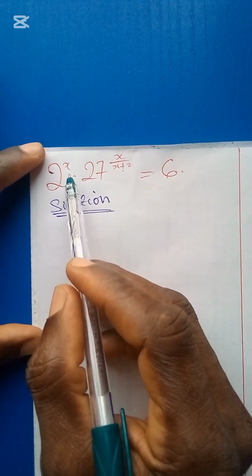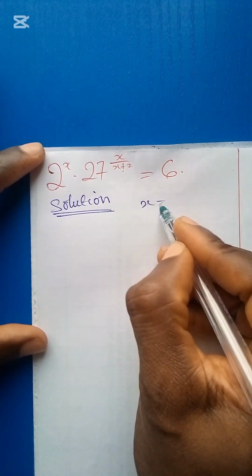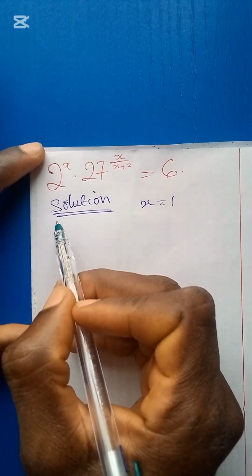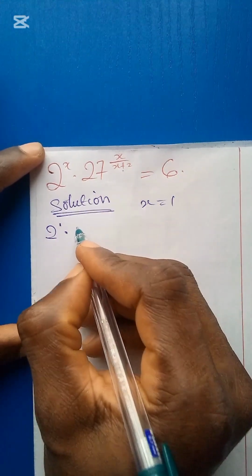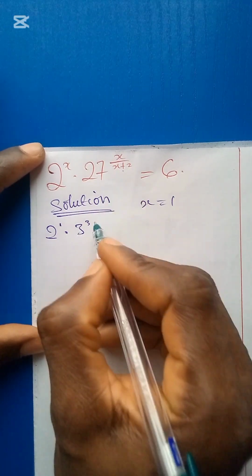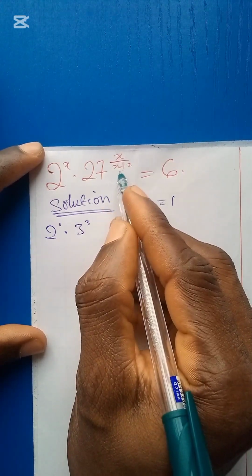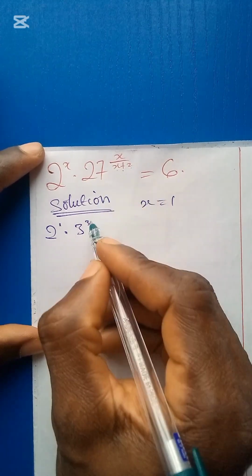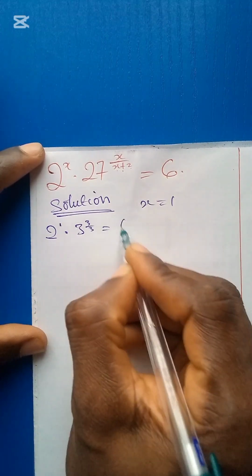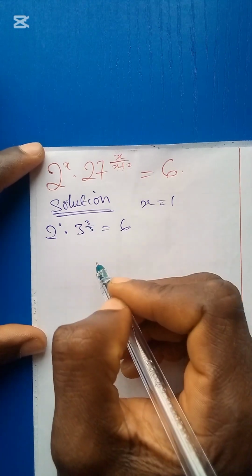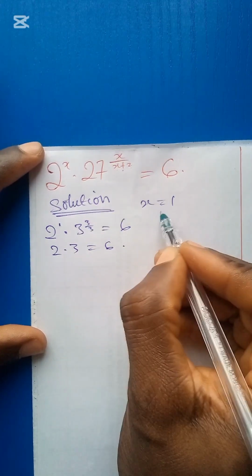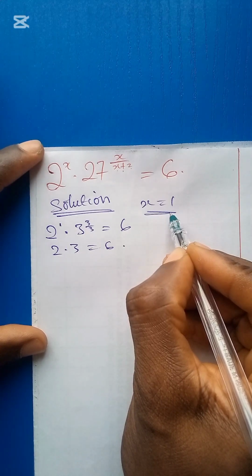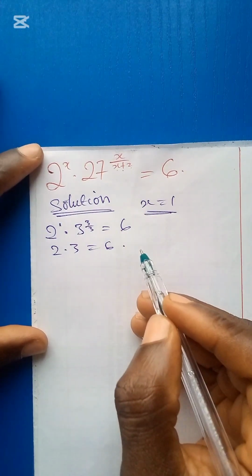If we put x equals to 1 into this equation, we are going to get a balanced equation because 2 to power 1 times 27 can be written as 3 to power 3, then times 1 all over 1 plus 2 is 3. That is divided by 3 here is equal to 6 because 3 over 3 is 1, and so 2 times 3 is 6. x is equal to 1. That is a solution to this equation.